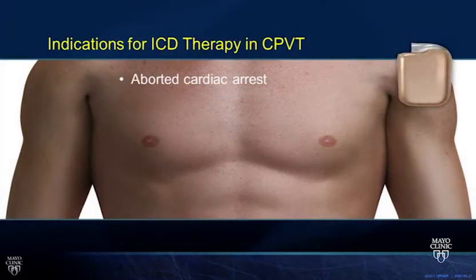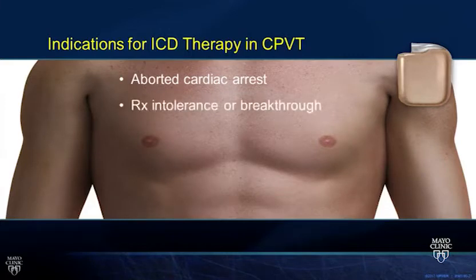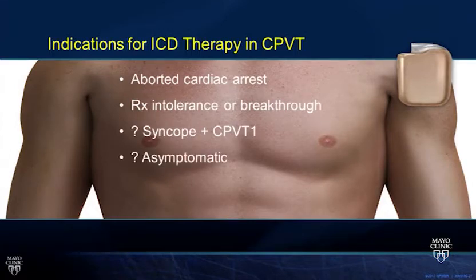Now, ICD therapy, when do we do that in CPVT? We do that, but never alone, in aborted cardiac arrest, when they're not liking or breaking through their beta blocker or their combination drug therapy. We used to do that when they presented to us as symptomatic CPVT, and we used to do that when we caught them in an asymptomatic genotype-positive state. You heard used to. Now the only clear indication for an ICD as part of the CPVT patient's program is the aborted cardiac arrest.